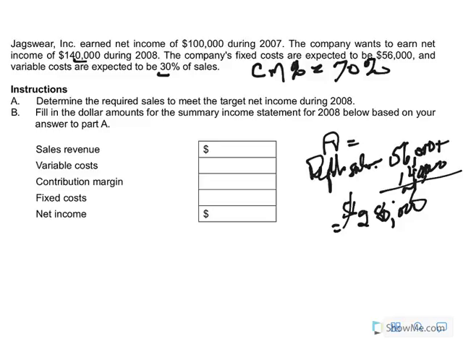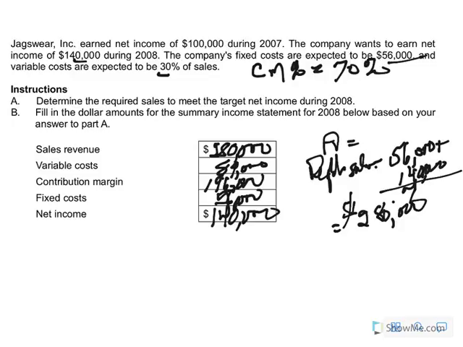All right, so my sales revenue then would be $280,000. My variable cost would be 30% of that, 280, which would be 84,000. Contribution margin then is 196, and I subtract my fixed cost of 56,000, and I have profit of 140,000. Just what I would have predicted.